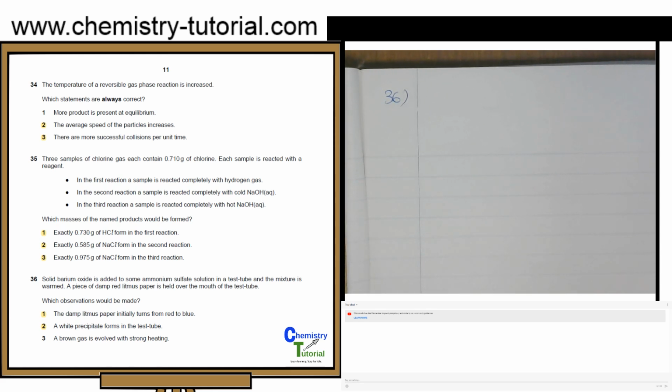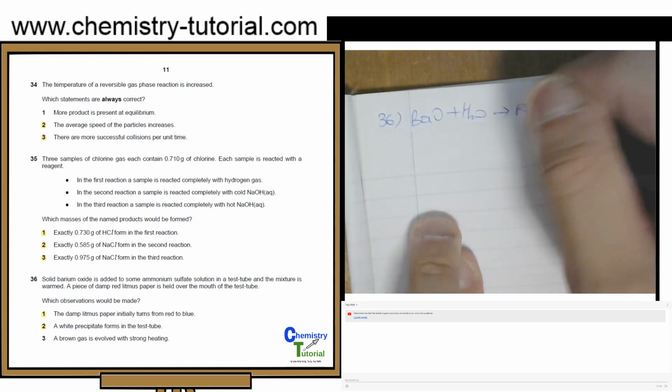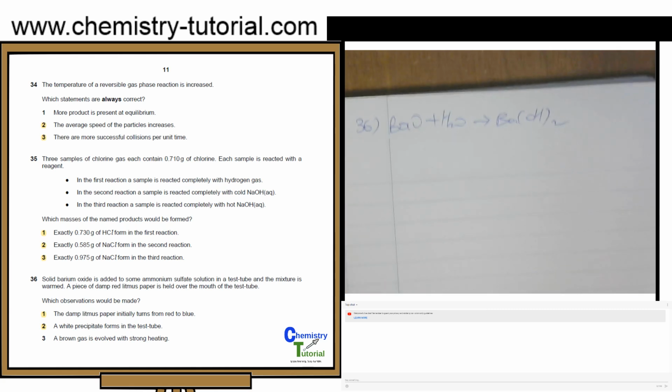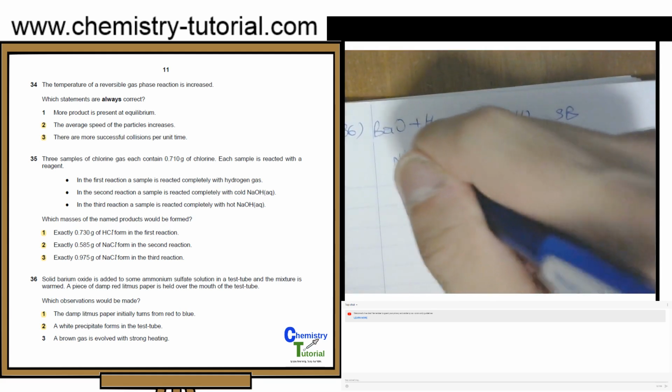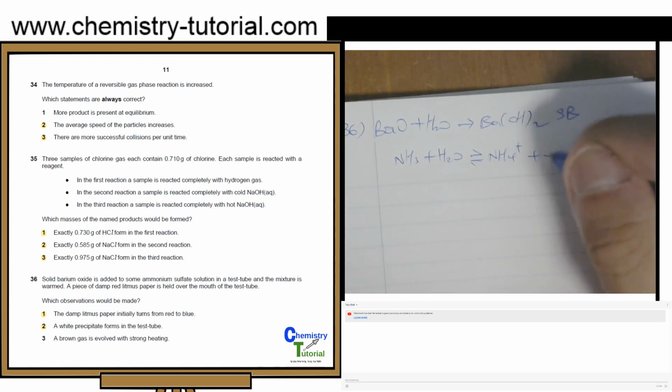In O levels, we know that an ammonium salt can react with a base to produce salt, ammonia gas, and water. So it should come as no surprise that barium oxide is actually a base. In fact, when barium oxide dissolves in water, BaO plus H2O, you actually get Ba(OH)2. Ba(OH)2 is a very, very strong base, equivalent to that of sodium hydroxide or potassium hydroxide, for instance. So now, since we have a base here, and we have an ammonium salt in the form of ammonium sulfate, the gas produced is actually ammonia gas. So statement 1 is correct, because ammonia gas, NH3, will react with water to produce NH4+ and OH-.